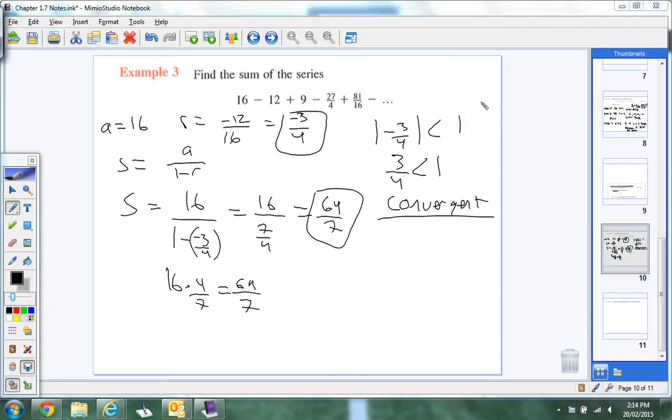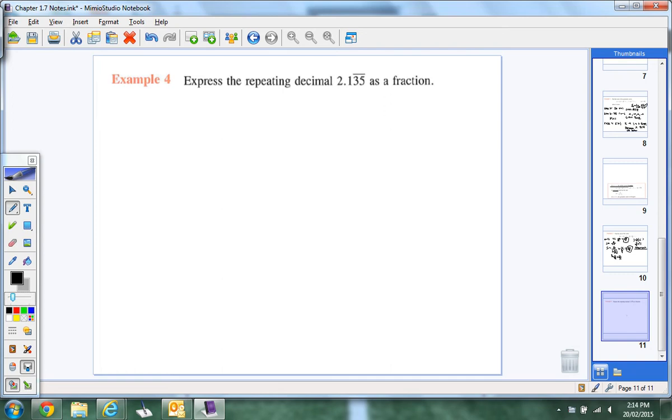Alright, so for example 4, by knowing this, we can figure out what this decimal is as a fraction without just using our calculator and hitting the fraction button. We express the repeating decimal 2.135 as a fraction. Now the 1's not repeating, so don't think that. So you're going to break this up into 2.1 and then 35, 35, 35, 35, etc. We're going to really focus on the repeating part.